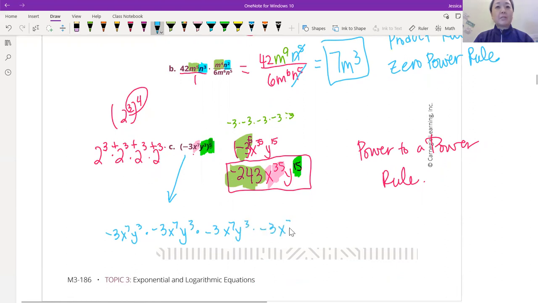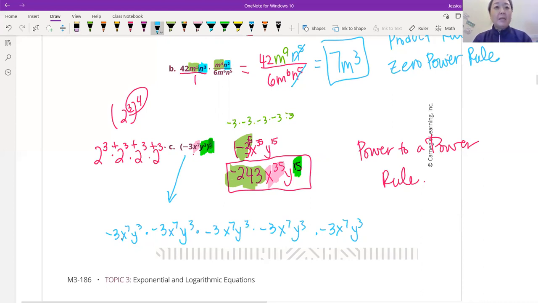Negative 3x to the 7 y cubed. We need to do it one more time. Negative 3x to the 7 y cubed. Right? So how many negative 3's are we actually multiplying? 5 of them, right? So negative 3, 5 times. So it's going to be negative 243. You can do that in a calculator. You don't need to memorize that or anything like that.